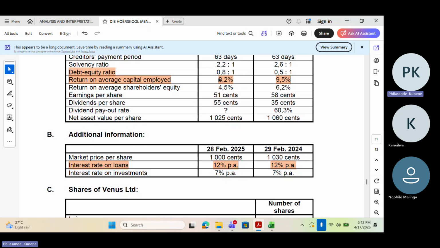Same thing with this one. This one has even declined. The return is declining, but the interest remains the same. It remains 12%, which means the business is getting more strained financially. There will be more cash outflow here because we're getting less money, but we're paying more on interest.